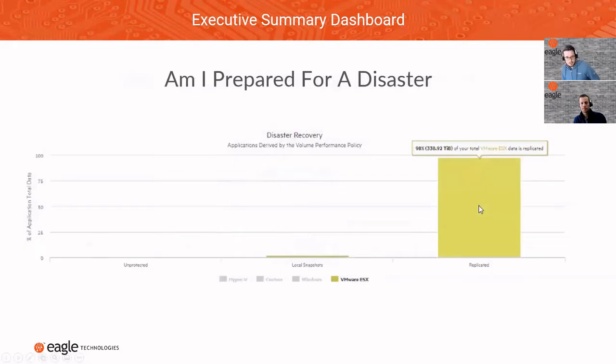And then the last section, you'll see how well prepared I am for disaster. Am I actually doing replication? This one in particular has 98% of their data replicated out. If I were a manager or an infrastructure leader, I would want this report. You can just take a picture of it and say, look, we have 98% of our data protected. Even if we lose backups, we're still covered from a ransomware attack with snapshots, as long as they don't get deleted.